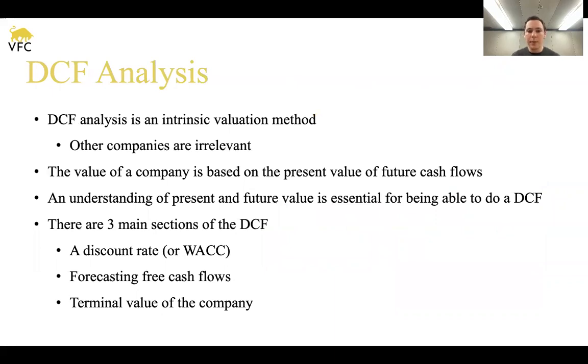So moving on from public comps, let's talk about DCFs. A DCF is different from public comps because it is an intrinsic valuation. So we don't care what the market thinks or how other companies are doing. We only care about one thing, the present value of future cash flows. So you need to understand the concept of present and future values to understand a DCF. And there are three main steps to a DCF analysis. You're going to want to calculate a discount rate, which is usually WACC. You need to forecast free cash flows, and you need to determine the terminal value of the company.